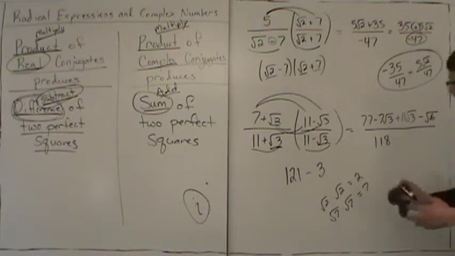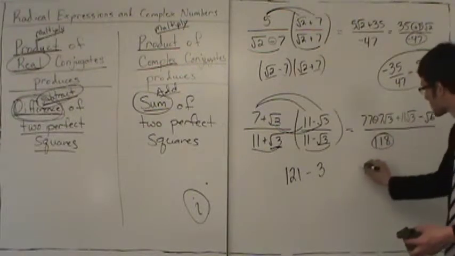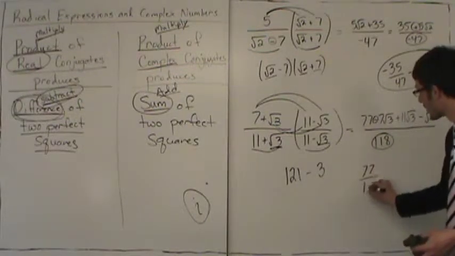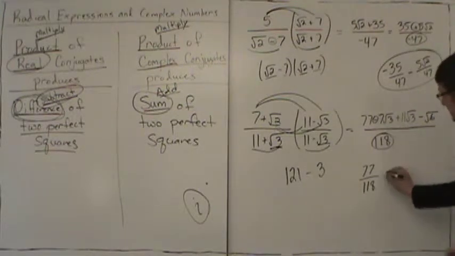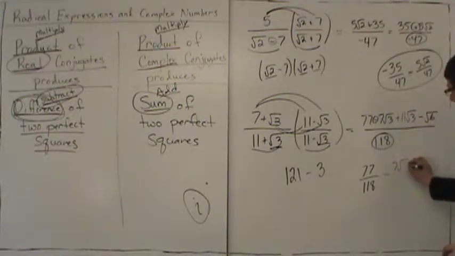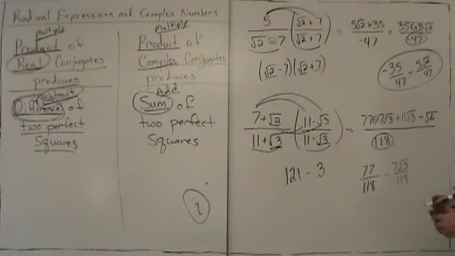Now, one more step. Since we have a monomial in the denominator, we split the addition. So this is 77 over 118. And this is negative 7 root 3. Go ahead and put the negative out front. The negative becomes a subtraction. Negative 7 root 3 over 118. And let's see, plus 11 root 2 over 118, and minus root 6 over 118.